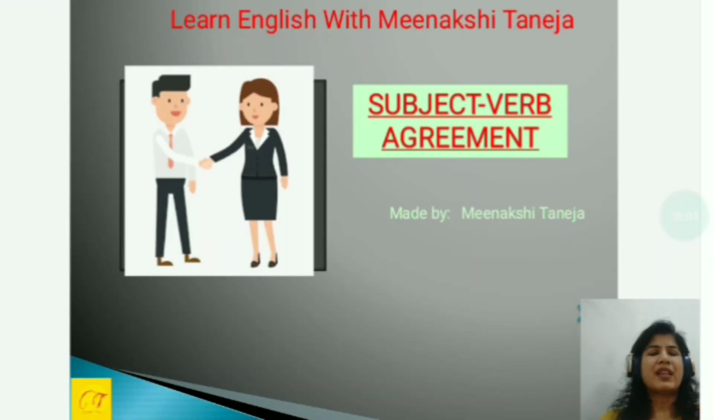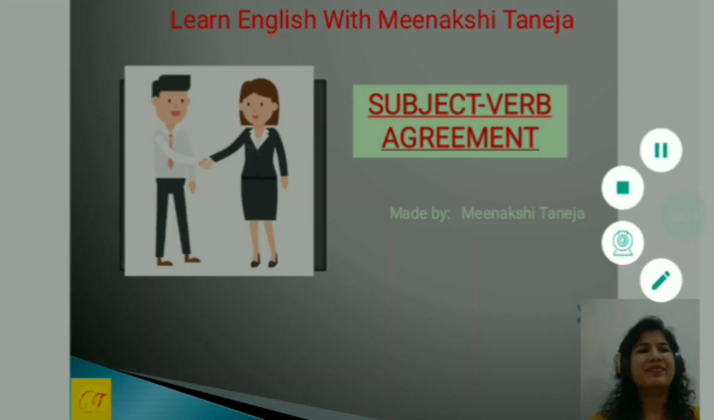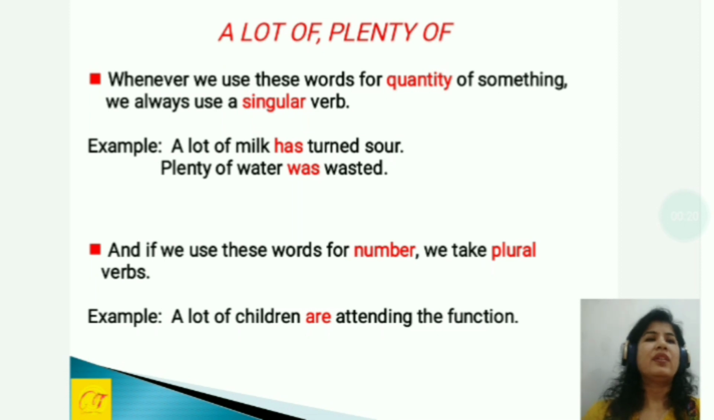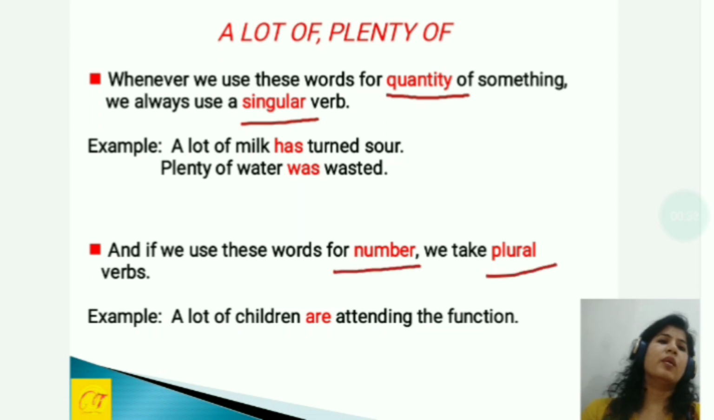In part 1, we discussed that subject and verb must agree with one another in number and person. Keeping those points in our mind, let's know about more rules of subject verb agreement. The next rule is a lot of, a plenty of. Whenever we use these words for quantity of something, we always use a singular verb. And if we use these words for number, we take a plural verb, right?